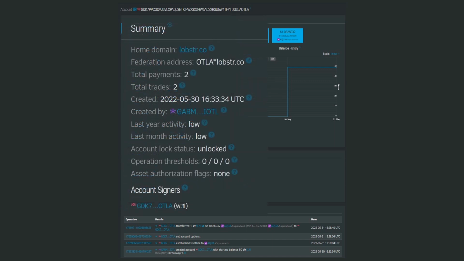You can see in the summary box that we now have two payments, and we have two trades, which is weird, right? Because we swapped XLM to Aqua only once, but it says we've made two trades. We'll have to dig a little deeper to find out what's happening there.